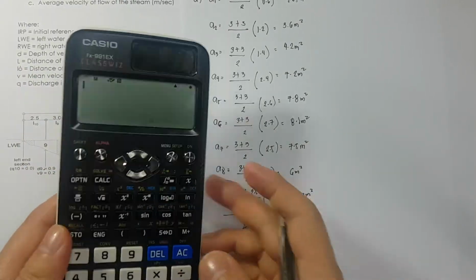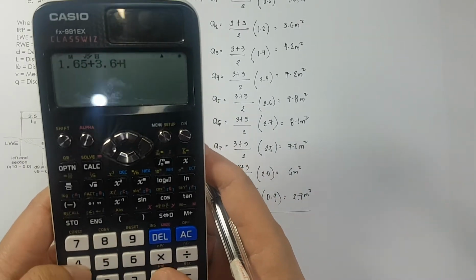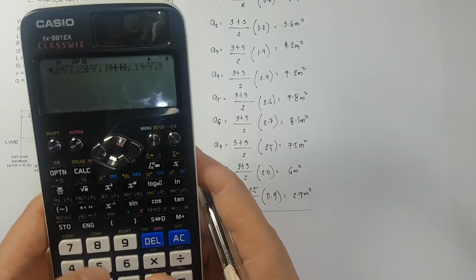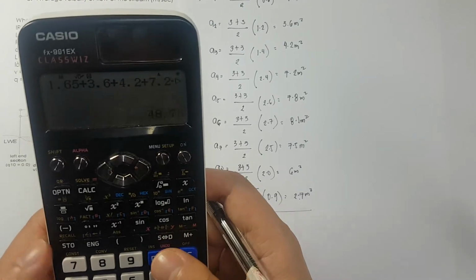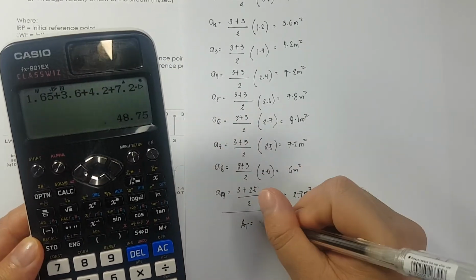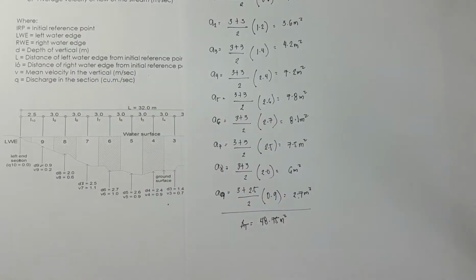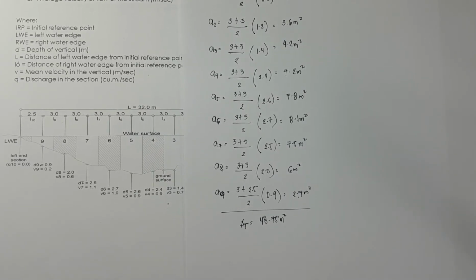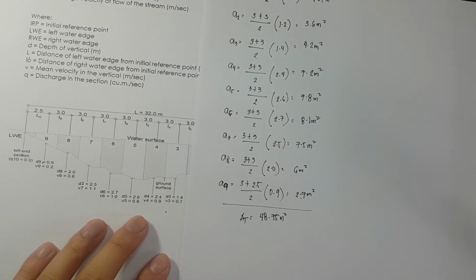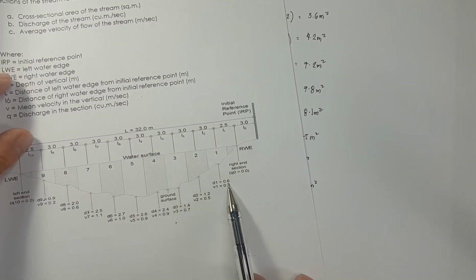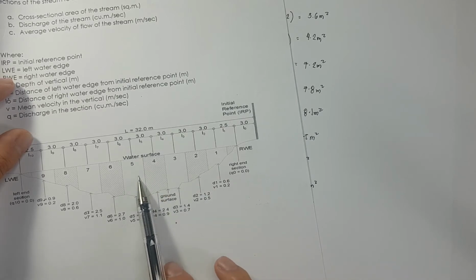cross-sectional area is equivalent to 1.65 plus 3.6 plus 4.2 plus 7.2, 7.8 plus 8.1 plus 7.5 plus 6 plus 2.7. That is equivalent to 48.75 square meters. Okay? Now, to determine the partial discharge in each section, take note, the mean velocity on each section is different.